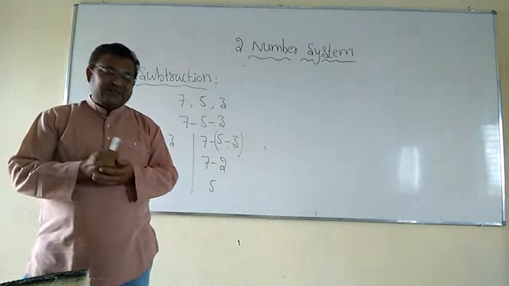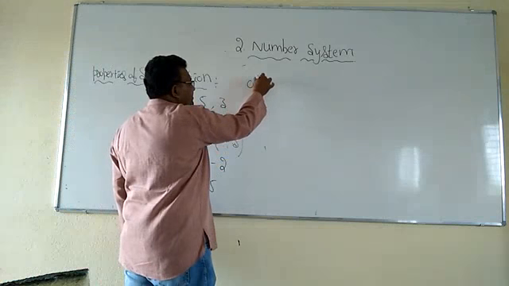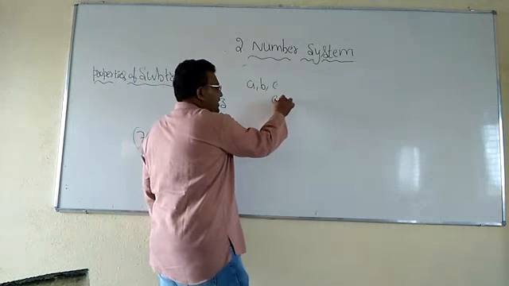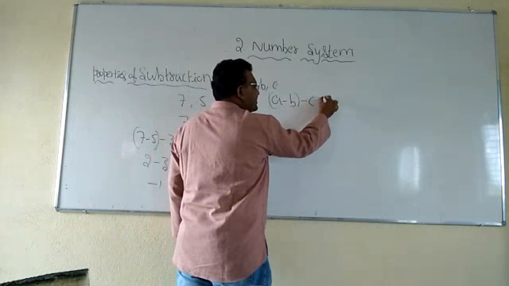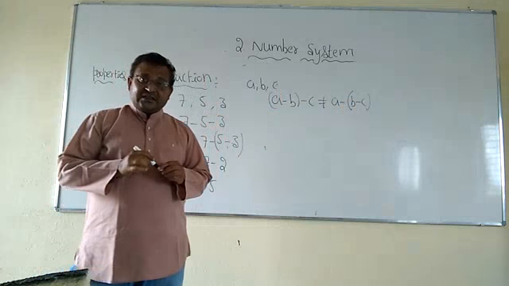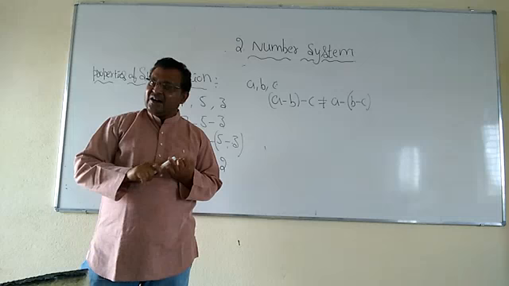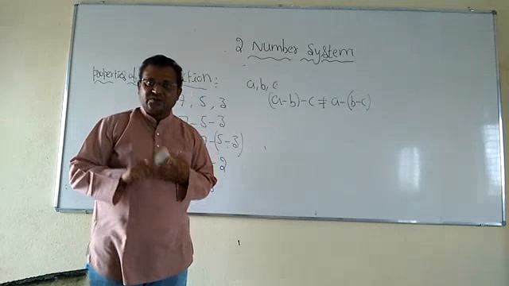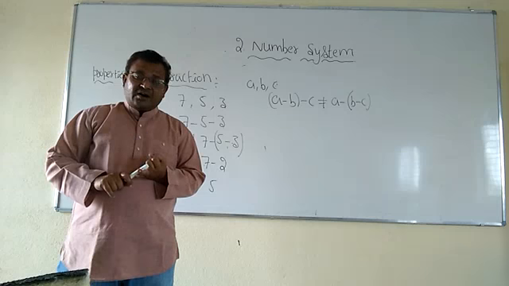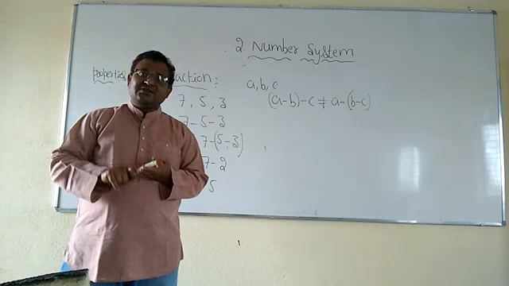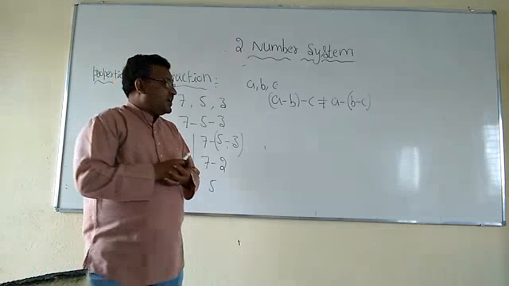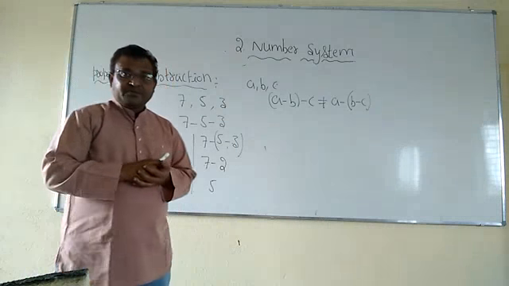So we can again generalize: if A, B, C are any three whole numbers, then (A minus B) minus C is not equal to A minus (B minus C). Under subtraction, whole numbers are not closed, not commutative, not associative. But under addition, they are associative, commutative, and also closed. So the main difference we have to observe. So now exercise 2.4. So problem solution.